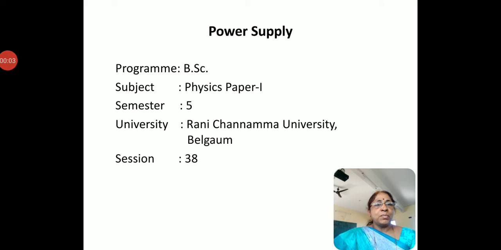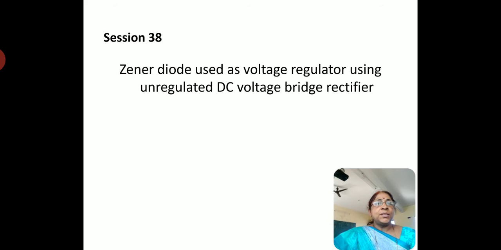Welcome to the Rani Chennamma University, Belgaum, BSc 5th Sem Physics Paper 1, Power Supply, session 38. This session 38 consists of the Zener diode used as a voltage regulator using an unregulated DC voltage bridge rectifier.